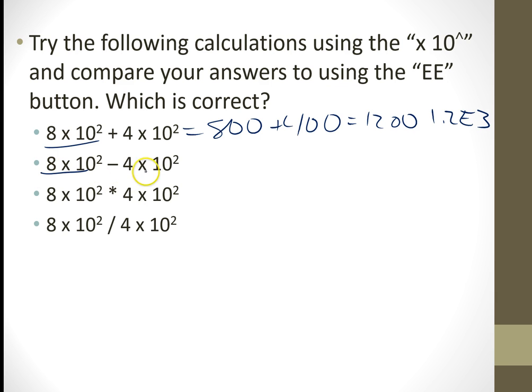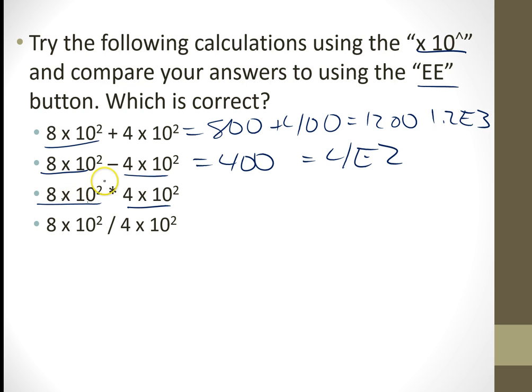When you do this one, same thing. I want you to compare this versus the double E button. That is going to be 800 minus 400, so your calculator should say 400, or 4e2. And most calculators will do that as well. But if you do this one, it may not work the way you expect. So 8 times 10 caret 2 times 4 times 10 caret 2. That is 800 times 400, which is 320,000, something like that.